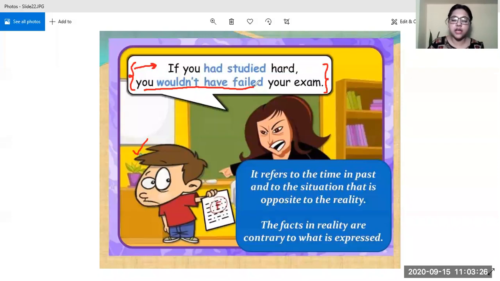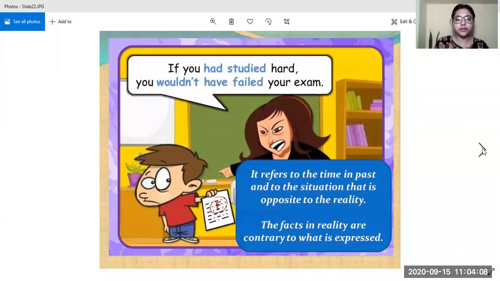But in reality, the things are opposite; they are contrary. So what is the usage? It refers to a time in the past and to a situation that is opposite to the reality. This is the important thing. The facts in reality are quite contrary to what is expressed here. What is expressed is that if the boy had studied he would not have failed, but in reality the boy did not study hard and he has failed. So I hope you are getting the difference now.